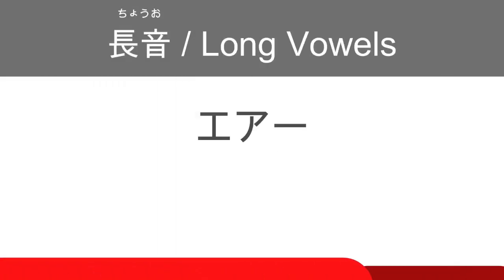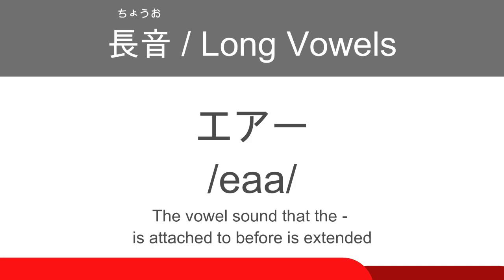In katakana, we use a short line to extend the vowel of a word, so the word eā is pronounced with a long vowel.